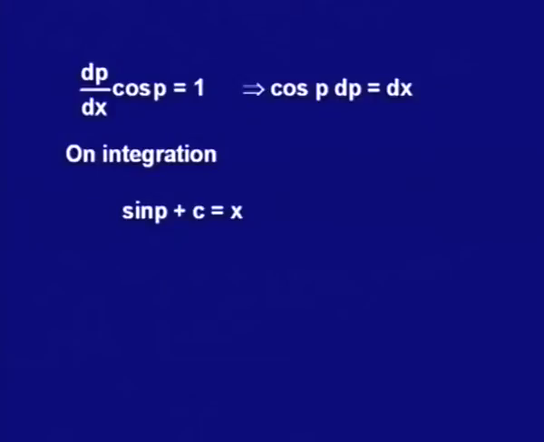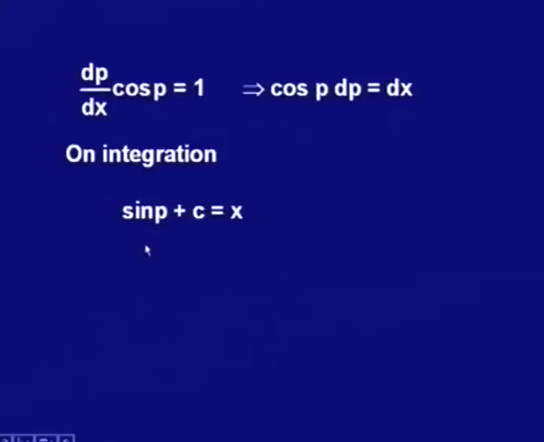We get sin p plus c is equal to x. Here I have used the c just for the simplification. Now we have got the equation sin p plus c is equal to x. I cannot simplify it for p because it involves the trigonometric term sin, so it will not give me a simple or single solution.